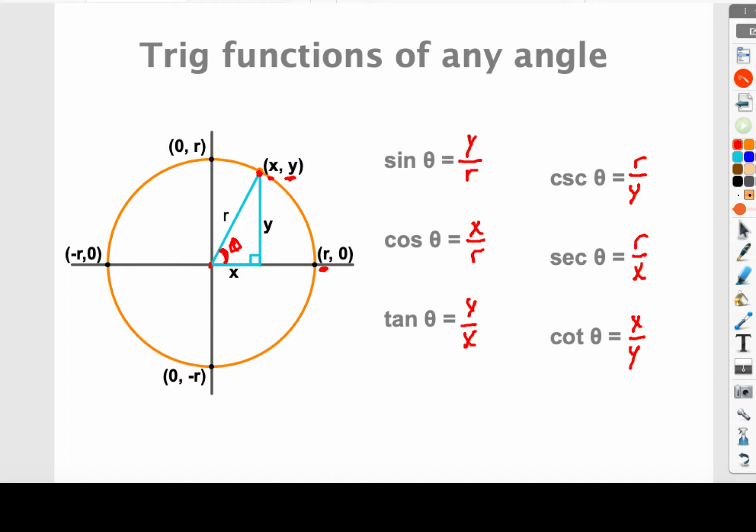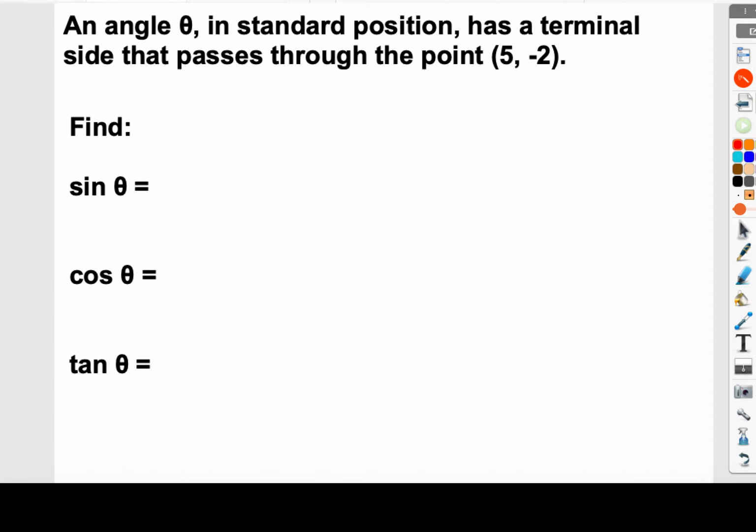Now, knowing those trig values, I would definitely write those down. Knowing those trig values for any point on a graph, we can use that to help us if we are given a random point. So notice here, an angle theta in standard position has a terminal side that passes through the point (5, -2). So let's just imagine that this is 5 and this is -2. And again, I'm going to draw a point here. What we're saying is we've got an angle that's formed by going from the origin through that point, right? And again, theta is going to be the angle formed. So theta is going to be technically this angle, right, formed all the way around.